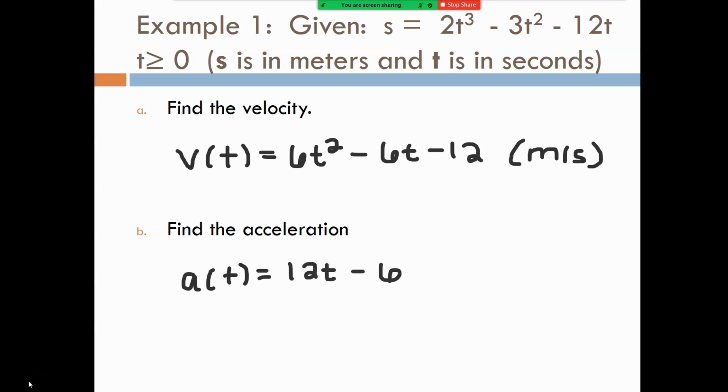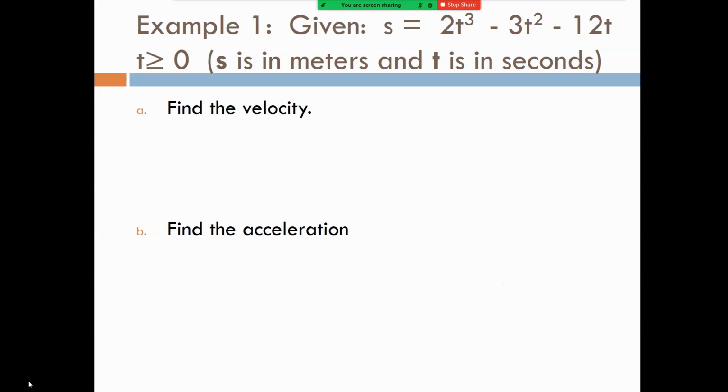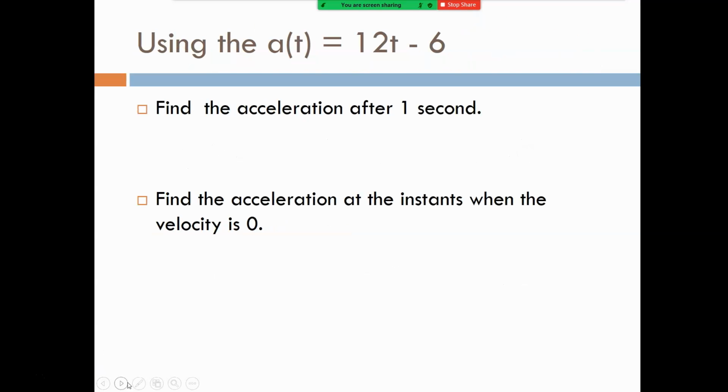And then as you go on, your seconds increases. So position is meters, velocity is meters per second, acceleration is meters per second squared. So the acceleration is 12t minus 6. And then in the next part, it says find the acceleration after 1 second. So that's like A, it's from the other day. That's A of 1.